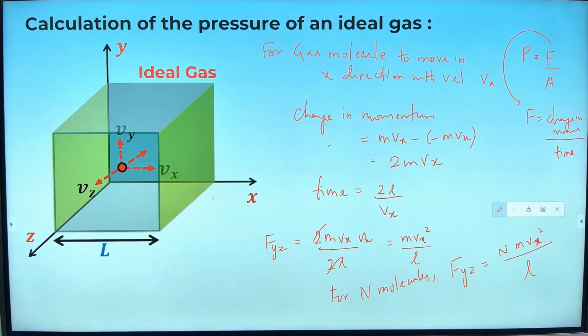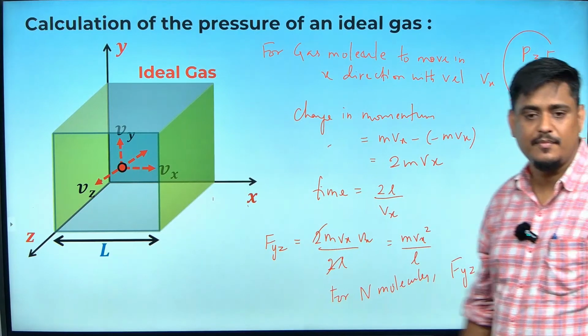Only YZ, only that I'm doing now. If you want to find the value of pressure, it is force by area. So what will be the pressure on the YZ plane? Divided by L square, it will become n into m into Vx square divided by L cube. Anybody has any doubt in this, what I have done?